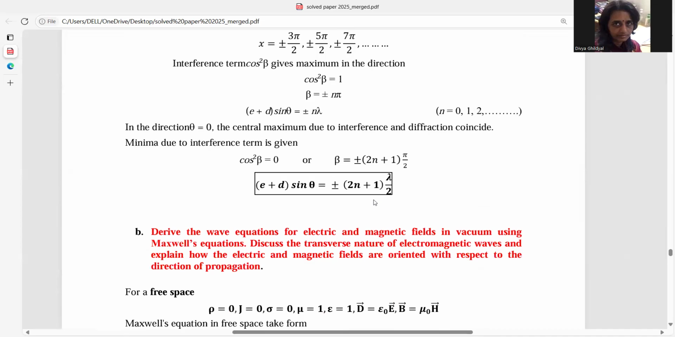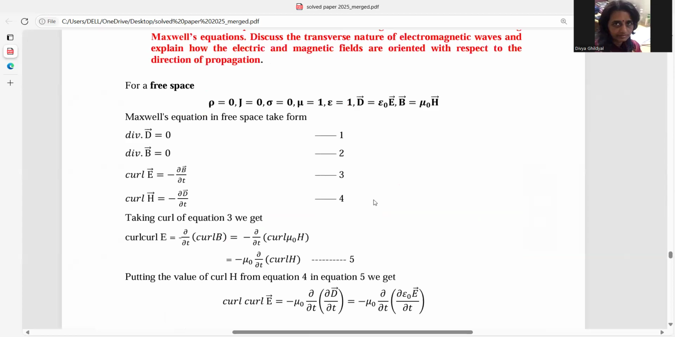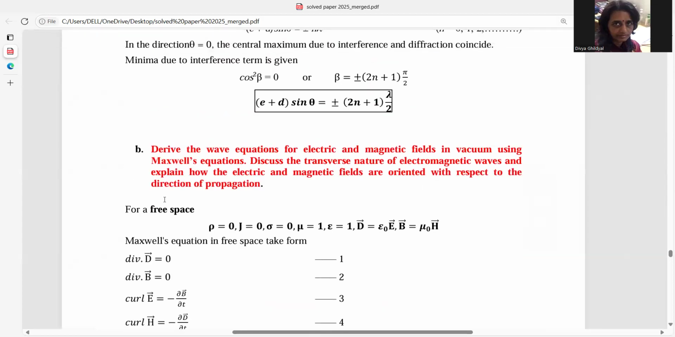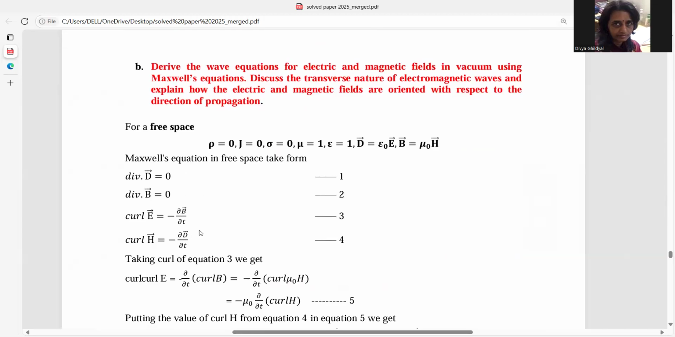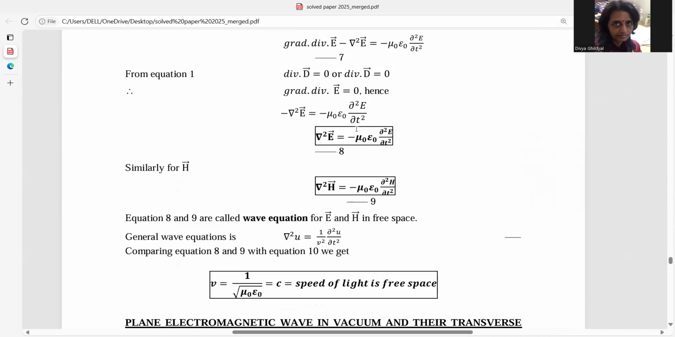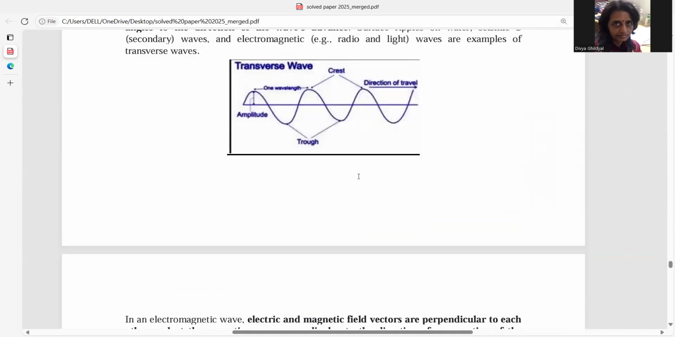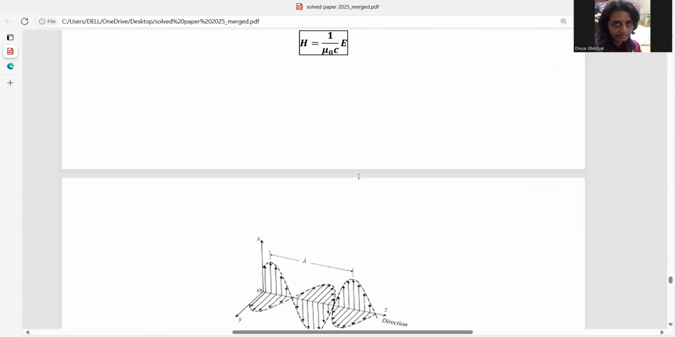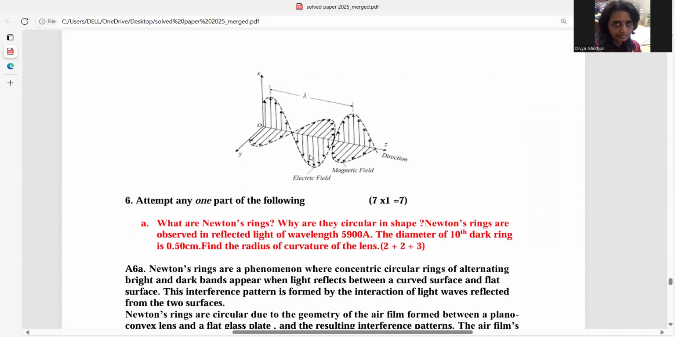Maxwell's equations: discuss the transverse nature of EM waves and explain how they are oriented with respect to the direction of propagation. So in vacuum or free space, you should write this condition first. This will give you 1 to 1.5 marks. Then you write Maxwell's equations, how they change in free space, and then you can tell about these expressions and in short just explain the transverse nature. Don't go in for such a lengthy one, just this much, that they are transverse.